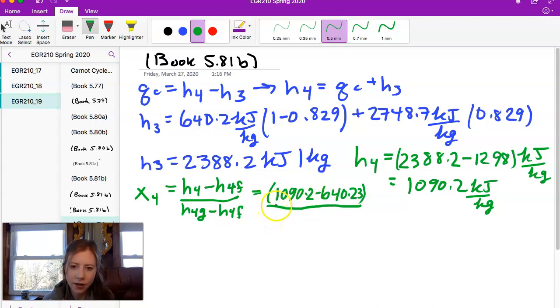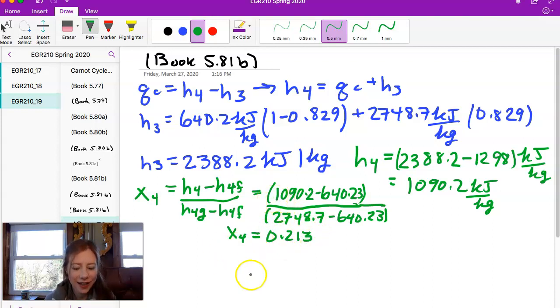And then we're going to divide by 2748.7 minus 640.23. I didn't write the units down just because it's a ratio and they're going to cancel anyway. And I'm trying to save some room. And so x4 is going to be 0.213.